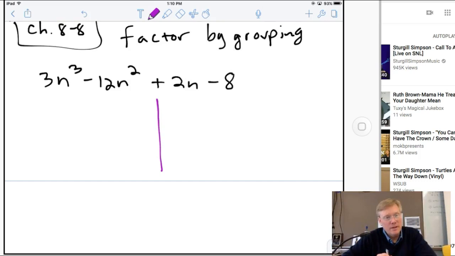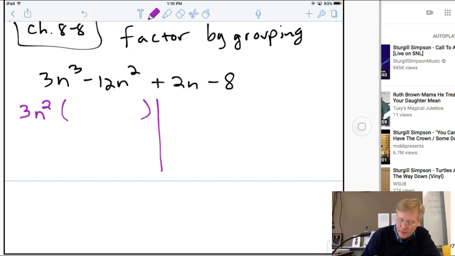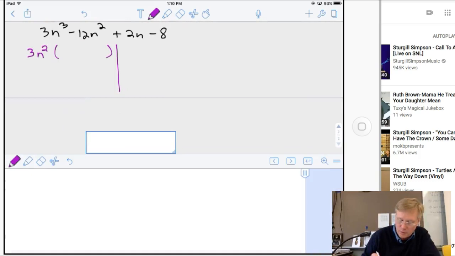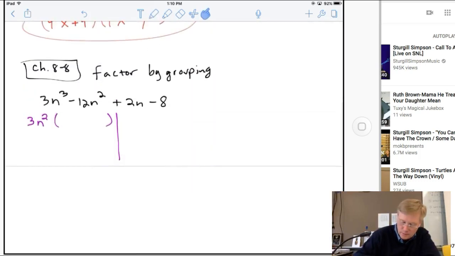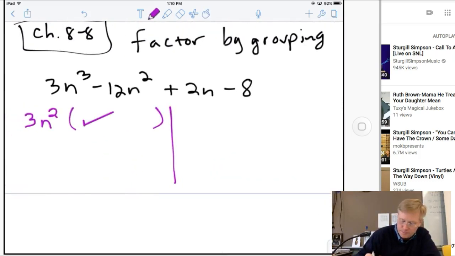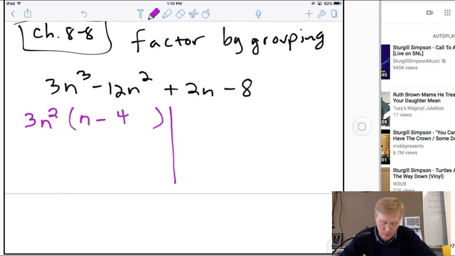So what goes into 3n to the third and 12n squared? What can I pull out of each? Well, they're both divisible by 3. I can also pull out an n squared. They both have n squareds in them, so I can factor that. What's left is, now I'm dividing. 3 divided by 3 is 1. N to the third divided by n to the second, subtract the exponents, gives me regular n. And 12 divided by 3 is 4. N squared divided by n squared is just 1.